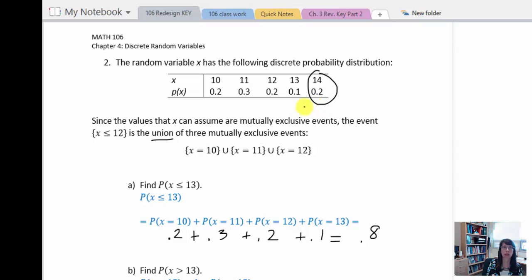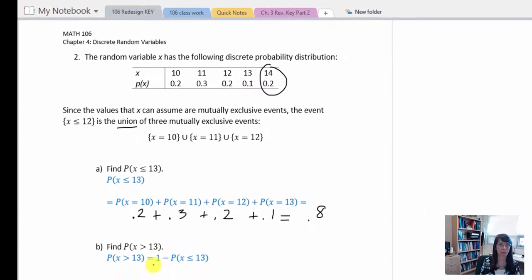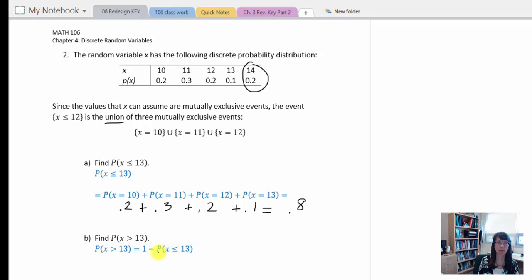Another way to look at this is since all of the probabilities add to 1, we are thinking of the complement of 13. So 1 minus the probability of x less or equal to 13. We just calculated that in part A. So that would be 1 minus 0.8. Again, the result is 0.2. So we have two possibilities to figure out the probability of x being greater than 13.